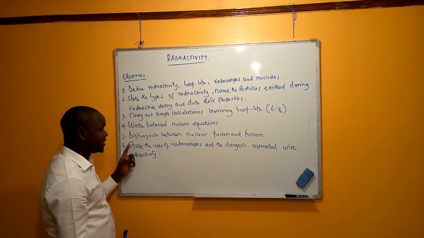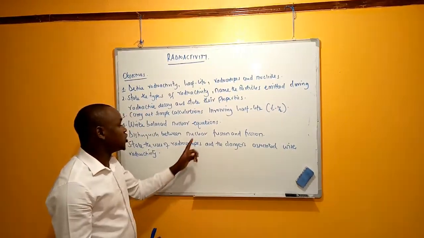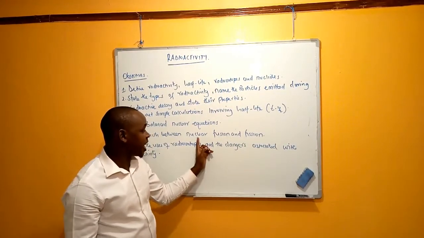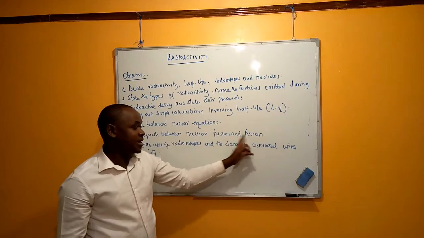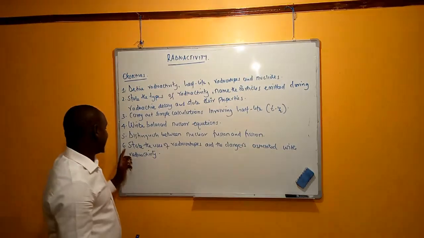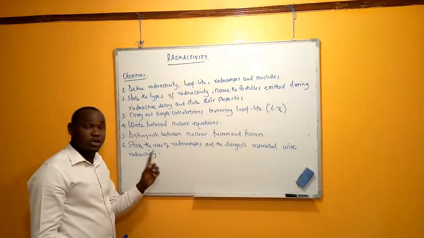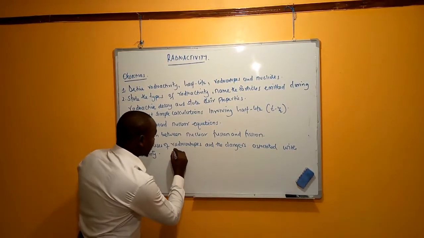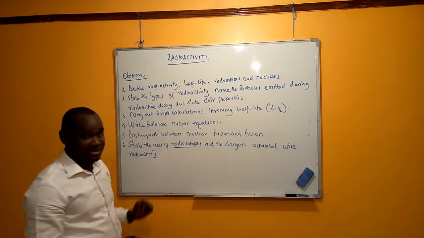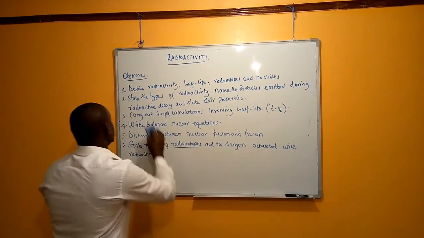And the fifth objective is that the learner should be able to differentiate between nuclear fusion and nuclear fission. These are two terms that the learner should be able to differentiate by the time we end our discussion on radioactivity. And the last objective is that the learner should be able to state the uses of radioisotopes and the dangers associated with radioactivity. Those are the objectives that the learner should be able to meet by the time we are through with our discussion on radioactivity.